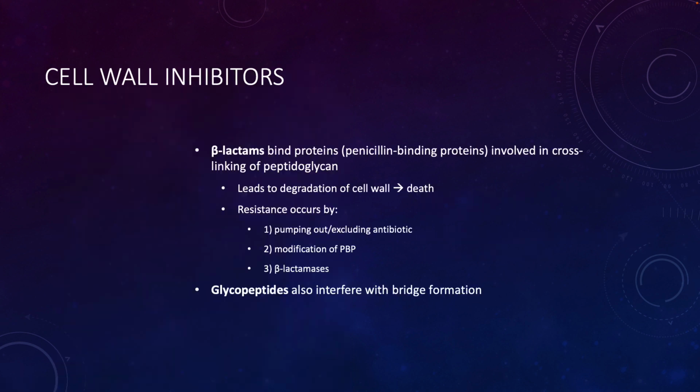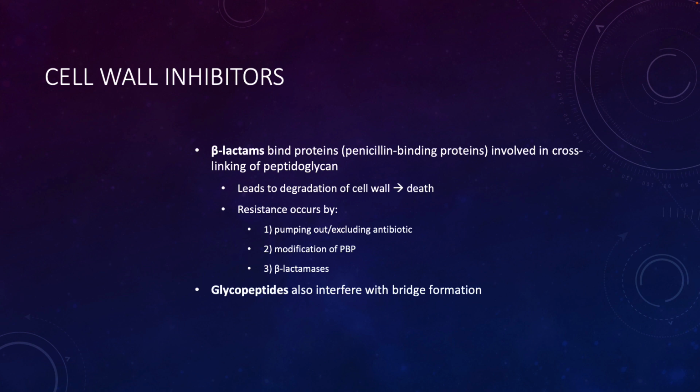So what we see is that beta-lactams, those antibiotics, inhibit the formation of peptidoglycan. And so as a cell is trying to reproduce, as it's trying to make more peptidoglycan, it can't. The cell wall begins to fall apart, and that leads to death of the bacterium.